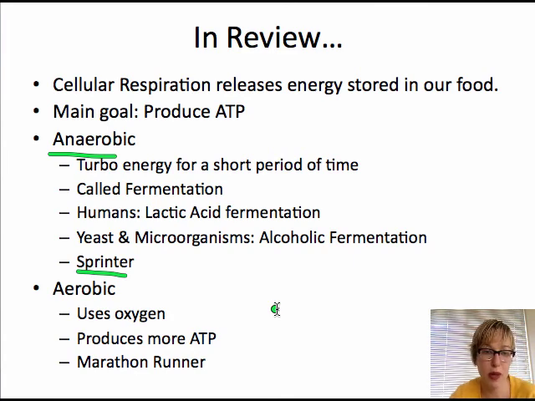Then we have aerobic respiration, which, yes, it uses oxygen. It produces more ATP, 36 to be exact. Anaerobic produces 2. And this is akin to a marathon runner who is able to have controlled, long, sustained movement and produce enough ATP to sustain that activity with oxygen present. And that is our intro to cellular respiration.